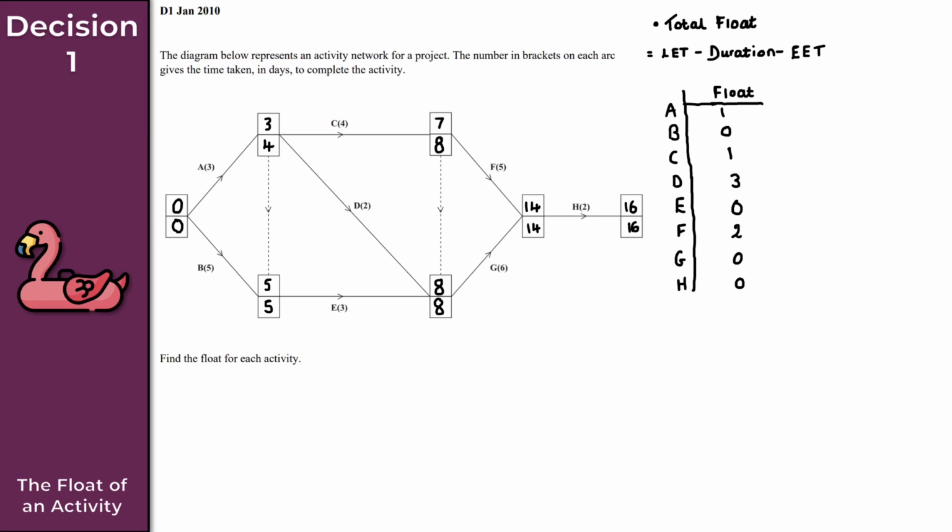Okay? And there we have it then. So what we've done there is found the float for each individual activity. And that gives us the solution then to the one practice question for this video. And that brings us to the end then of this video here on the flow of an activity.